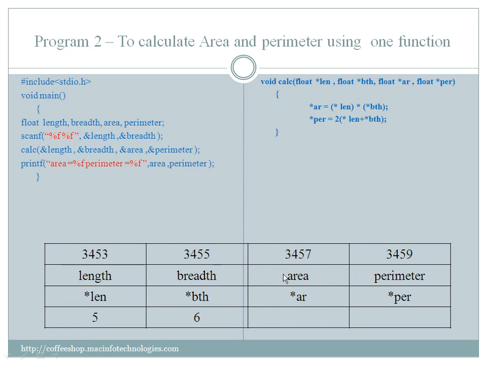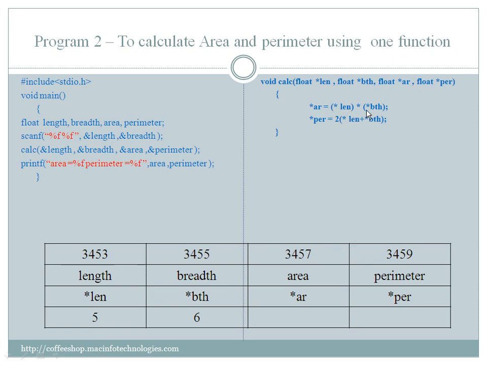Again, area and perimeter are also pointing to 3457, because AR contains 3457, star AR will point to 3457. So area is also pointing to 3457. That is, the main function's area variable is also at the 3457 location. So in the main function, the perimeter variable is at the 3459 location, and star PER is pointing to the same location.